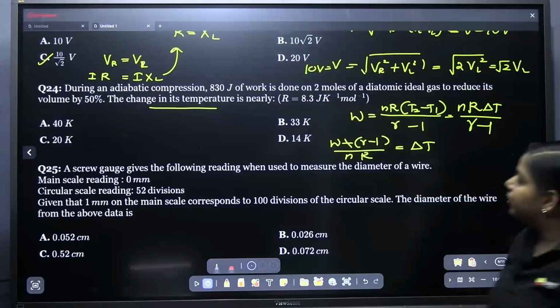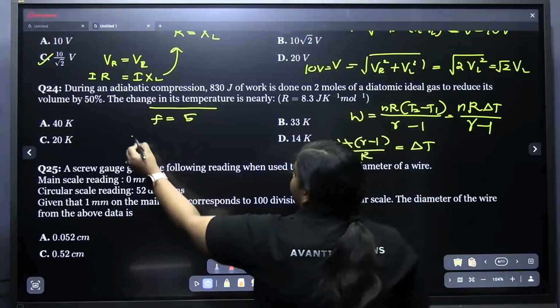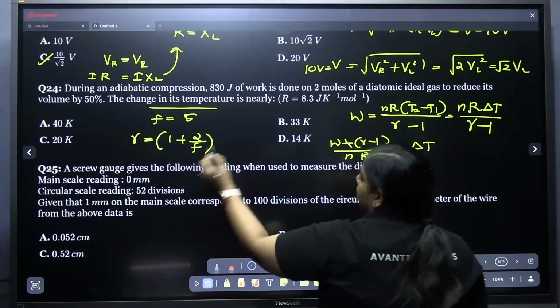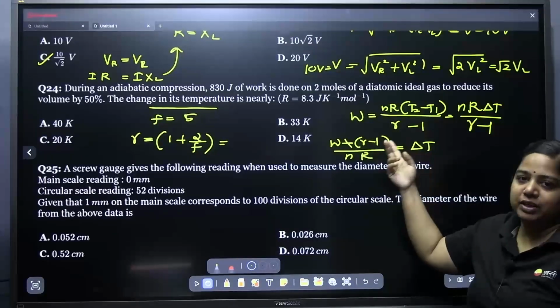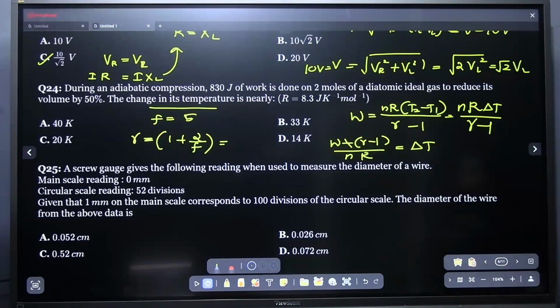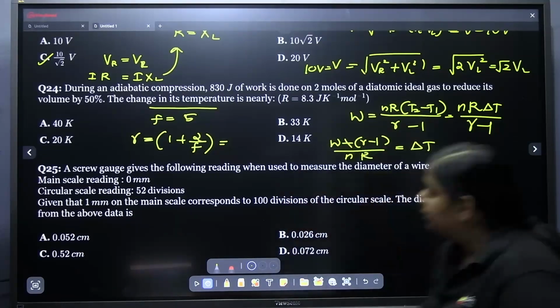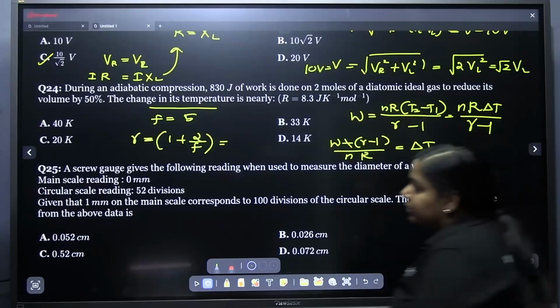Since it's a diatomic ideal gas, F is equal to 5, and gamma is equal to 1 plus 2 by F. So gamma minus 1 will be just 2 by F, which is equal to 2 by 5. Substituting that, you can easily find the answer, which is C, 20 K.